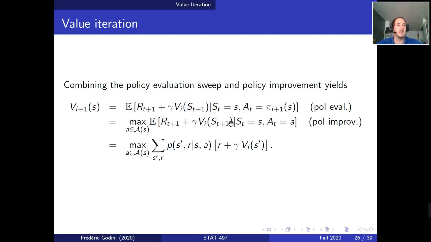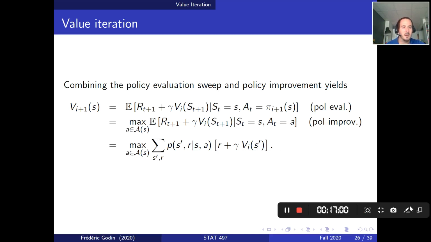Again, this is an estimate. It's not the true value, but it's our current estimate. And this expectation, how do we write it? The maximum stays here, but the expectation is an expectation over all possible values of the next reward and the next state. So it's a sum across all possible next states and rewards of the probability they happen given the current state s and the current action a, times the value of what's in the expectation, which is the reward plus the discount factor times the current estimate of the value function in the next state.